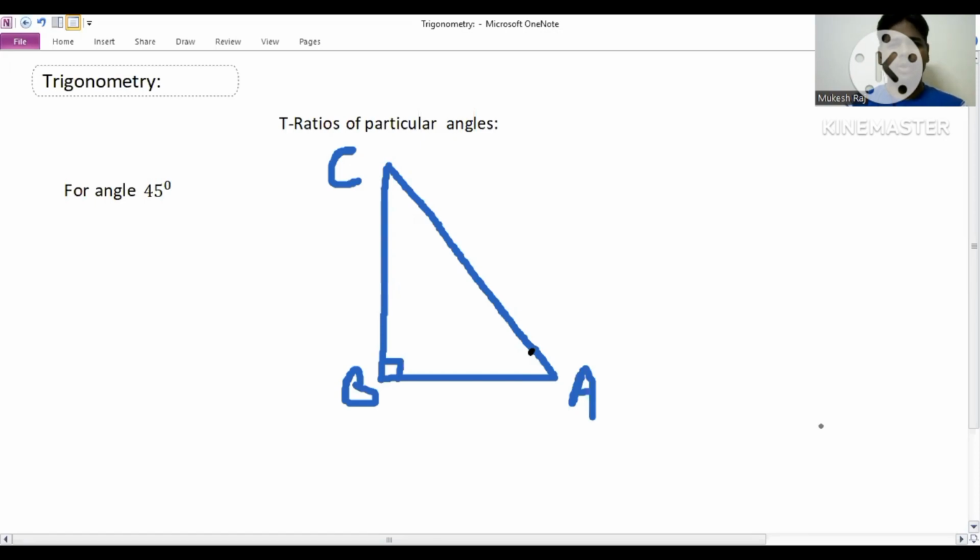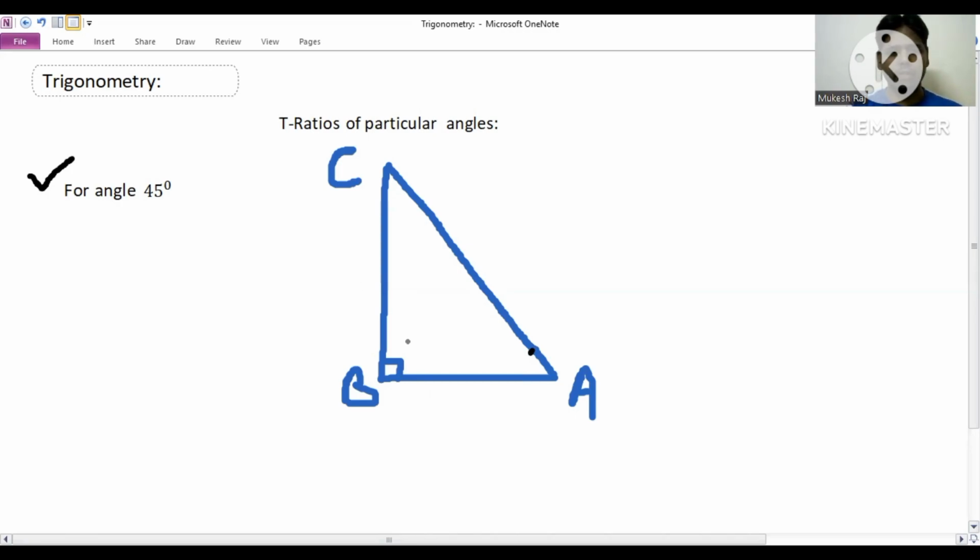And without wasting time, let us start with today's topic of trigonometric ratios of particular angles. Today we are going to see how we can find the values of particular angles using the trigonometric ratios. Friends, as you can see on the screen, I'm going to start with the first particular angle, that is 45 degree.